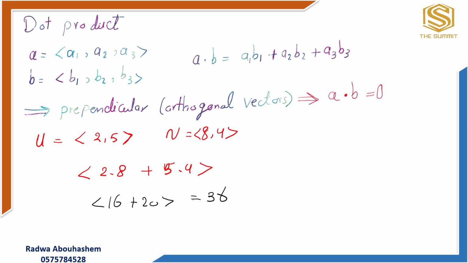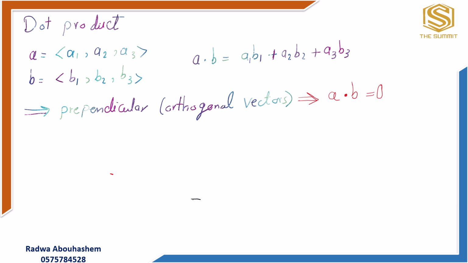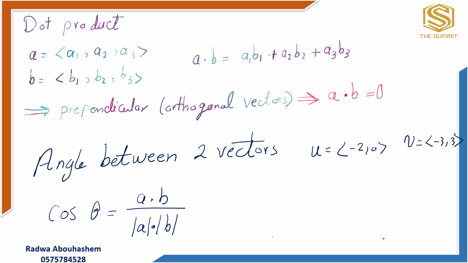Another rule that you have to know here is how to get the angle between two vectors. We have a rule: cosine theta equals A dot B over the magnitude of A times the magnitude of B. So let's try to answer this question here. I have two vectors, U and V. So let's try to get the theta.